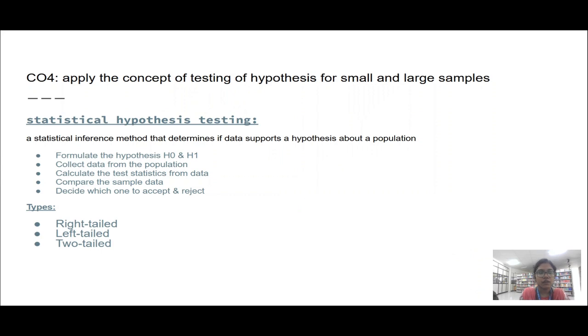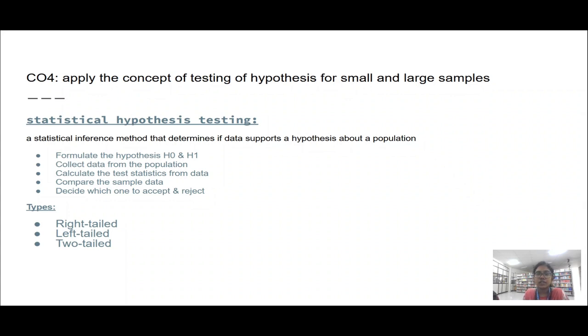Those steps are, firstly, we have to formulate the hypotheses H naught and H1, which means the null hypothesis and the alternate hypothesis. Then collect data from the population, then compute the test statistic from the data and compare the two, and then decide which one to accept and which one to reject. And then lastly, conclude.